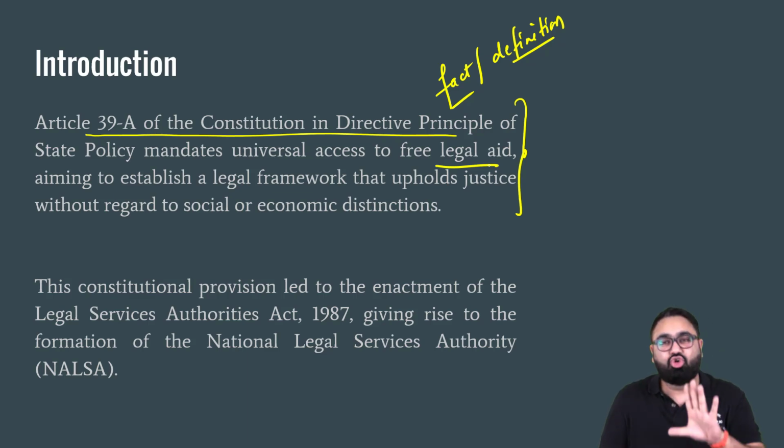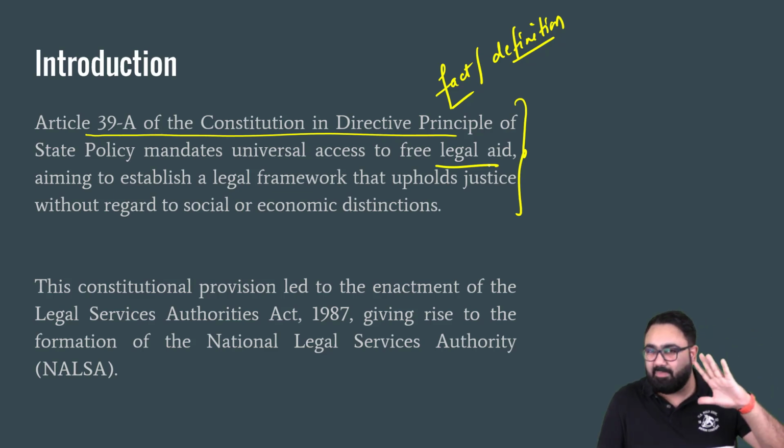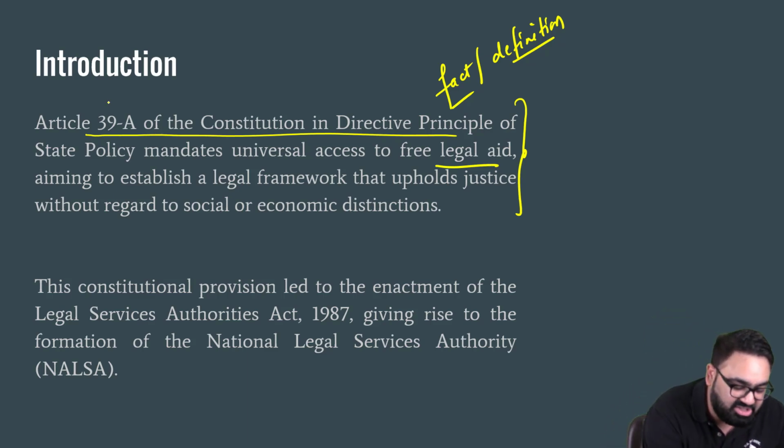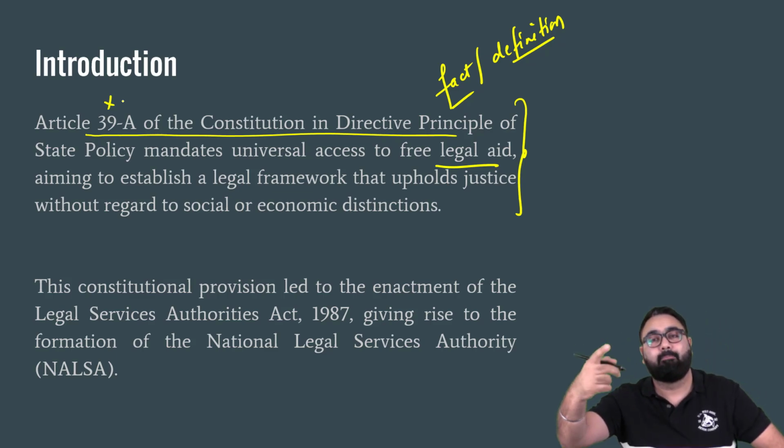Now let's assume you don't remember the article number, which can be a possibility. You don't remember that this is Article 39A. You know that this is somewhere in the Directive Principles, but you don't remember the article number. Then what do you do? That's not a great situation to be in. But if you don't remember the article number, you can just start by saying that the Directive Principles of State Policy in Part 4 of the Indian Constitution talk about the government's responsibility to provide free legal aid. So write same stuff, just don't mention the article number in case you don't remember.